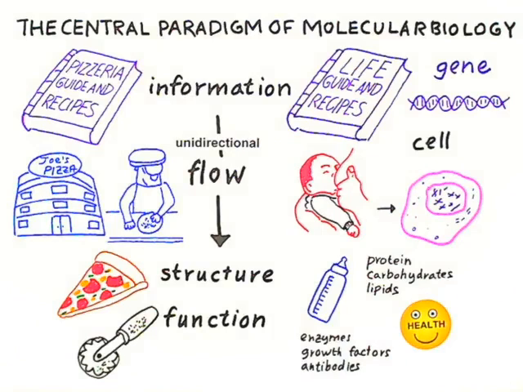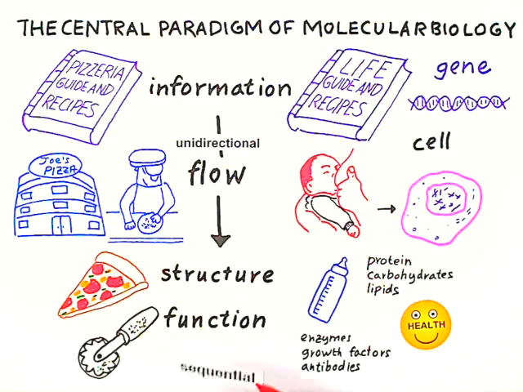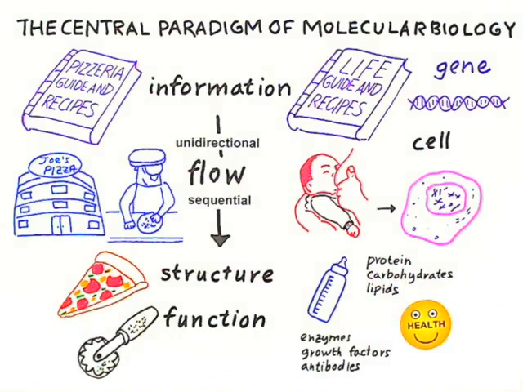A cell cannot transform milk back to milk recipes. Finally, the information flow is sequential. This means that information is interpreted bit by bit, just like in a food recipe.